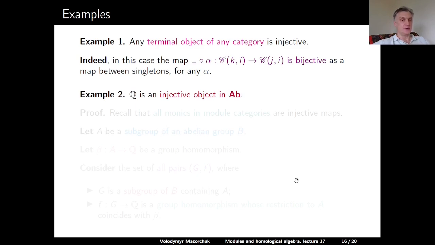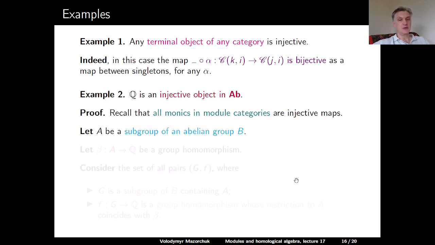Example 2, a very non-trivial example: the additive group of rational numbers is an injective object in the category of all abelian groups. Proof. Recall that all monics in module categories are injective maps. Let A be a subgroup of an abelian group B. So this is our modeling of a monic morphism from A to B.